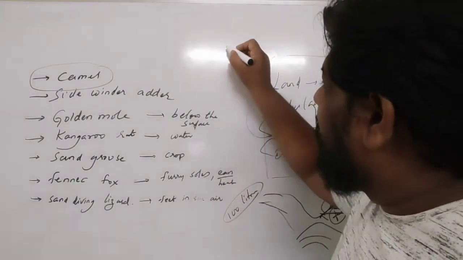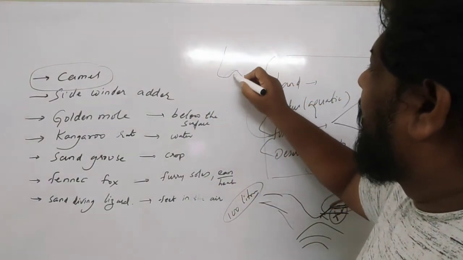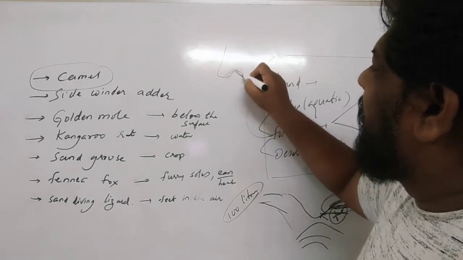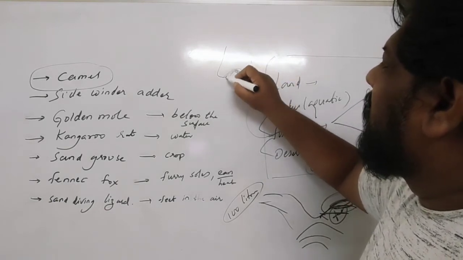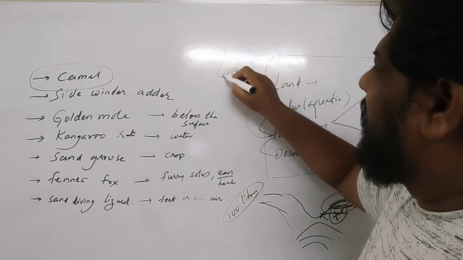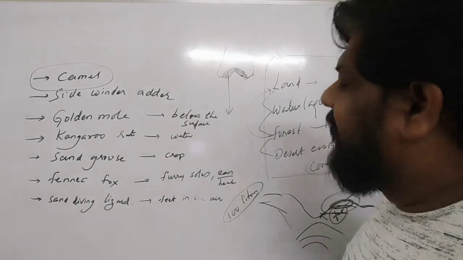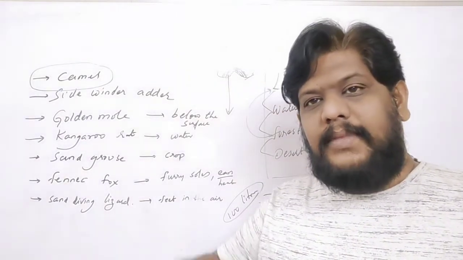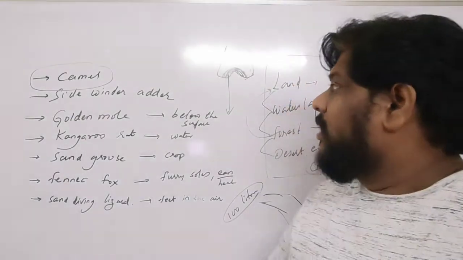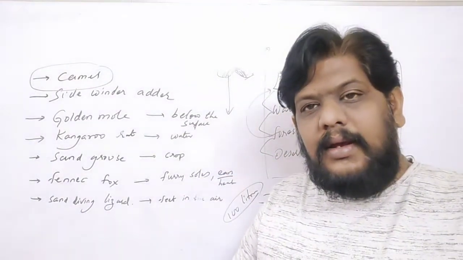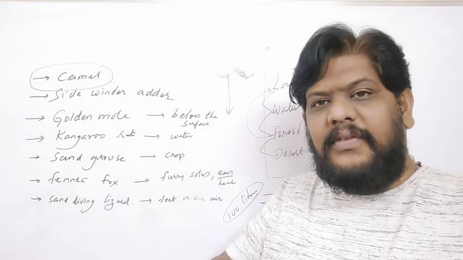And moreover, they have also developed some kind of empty space in between the foot here. This particular foot, which is empty and a bit deep, will not allow the foot to sink into the sand. That is how they save themselves from sinking into the sand. Because this is a desert animal, it needs such kind of adaptations.